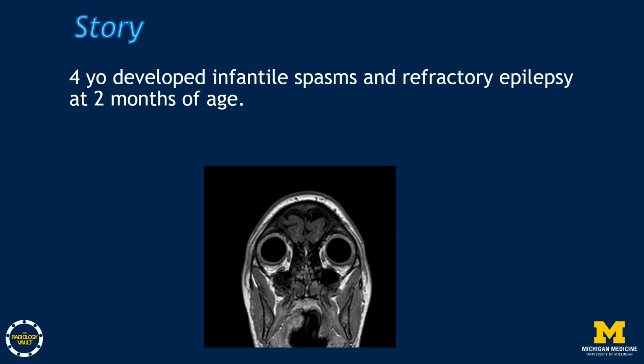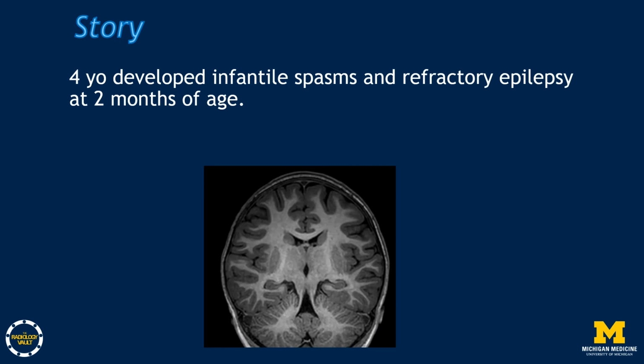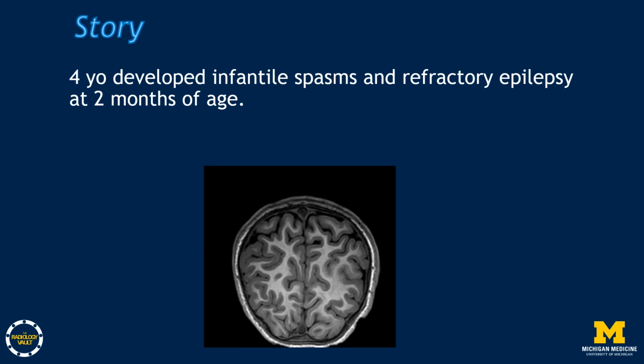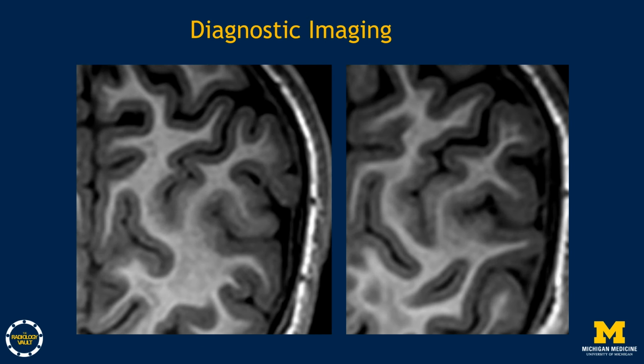Here's a story. It's a 4-year-old who developed infantile spasms and refractory epilepsy at 2 months of age. On review by neuroradiologists who did not have the clinical information, the interpretation of this very high-quality coronal T1 view was that it was normal. When I was asked to re-review in light of the clinical information, my eyes were drawn to this region of the brain that showed blurring of the gray-white matter interface in this region, compared to the crisp gray-white distinction seen more peripherally in the brain.